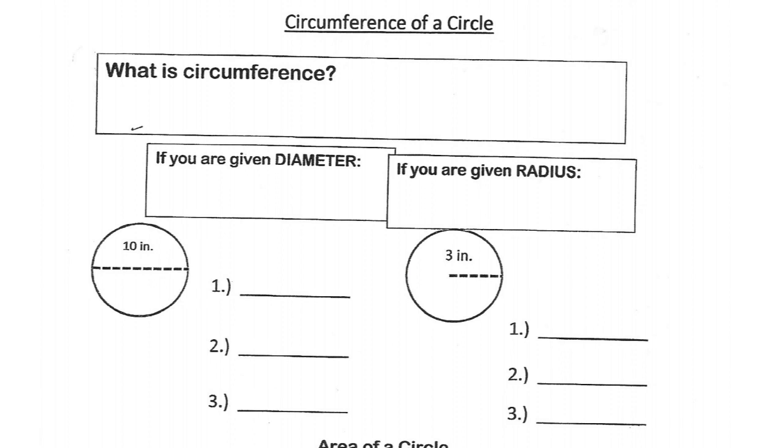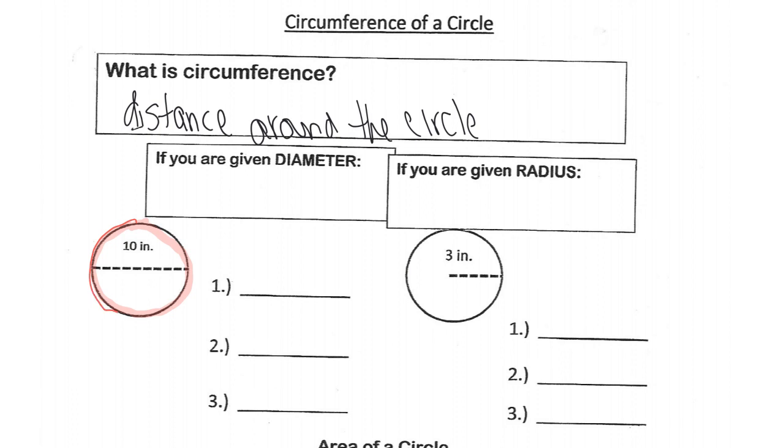Circumference is how big is the area on the outside of the circle. So it's the distance around the circle. Again, circumference is the distance around the outside of the circle. Okay, let's review some definitions first.